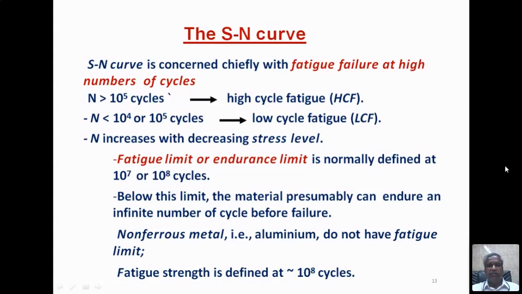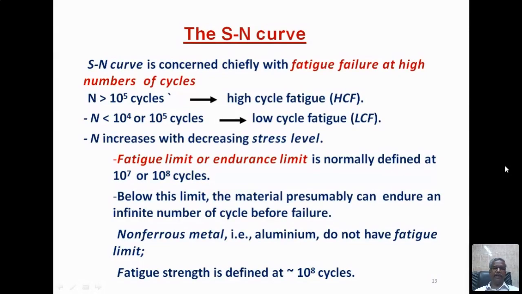Based on the number of cycles to failure, the fatigue is classified into two types. One is high cycle fatigue, the other is low cycle fatigue. High cycle fatigue is greater than 10^5 cycles, 1 lakh cycles. If the failure occurs after more than 1 lakh cycles, it is called high cycle fatigue. What is low cycle fatigue? Normally it is less than 10,000 cycles, 10^4, or sometimes less than 1 lakh cycles. So based on the number of cycles to failure, the fatigue is classified into high cycle fatigue, HCF, and low cycle fatigue, LCF.